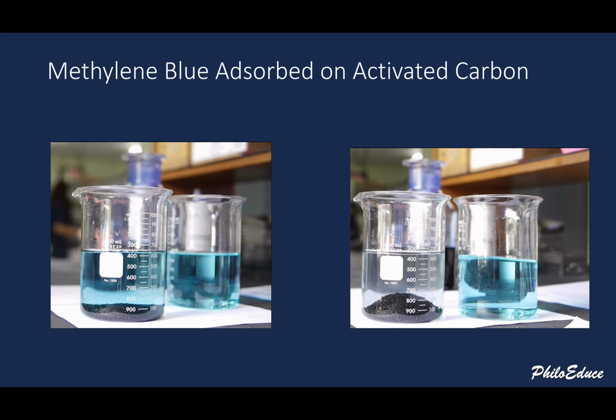Another example is methylene blue adsorbed on activated carbon. When methylene blue solution is kept with animal charcoal or activated carbon, after keeping and stirring for a while, you can see the blue color of the methylene blue solution turns into a clear solution. So what is happening here? Here also the methylene blue is getting adsorbed onto the activated carbon. So here methylene blue is the adsorbate and activated carbon is the adsorbent.